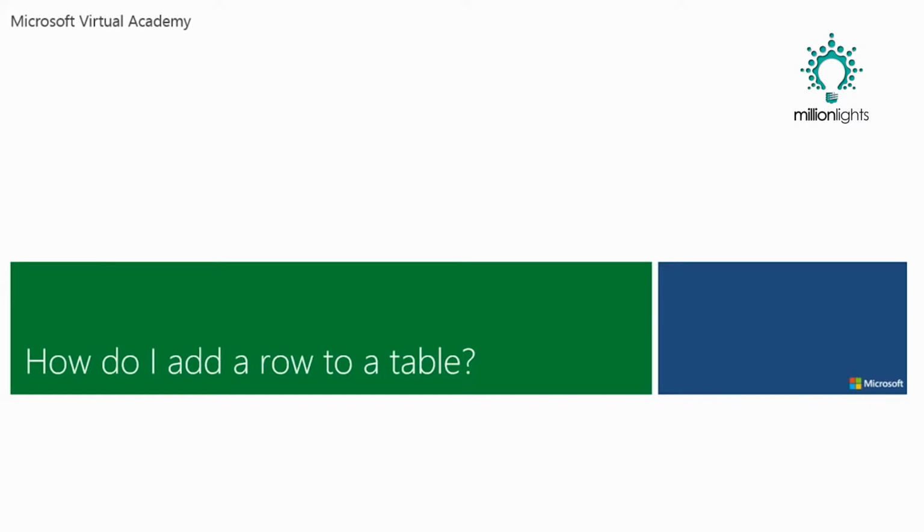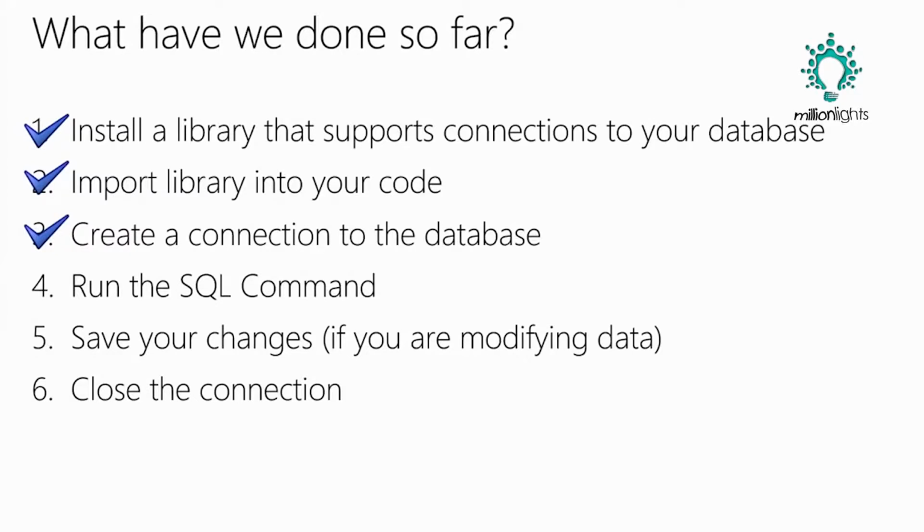Now I want to add a row to a table. So I've only got a connection. I'm not really doing anything in the database. So let's see if we can insert some records into our table. That way, when somebody enters a new question on our website, we'll be able to insert into our database with our code. So what we've done so far, if we think about the steps, we've installed our library, we've imported it into our code, and we've got a connection to a database. The 3 steps we're missing are: we need to run an SQL command that will do the insertion, we'll need to save our changes with the commit command, and then close our connection.